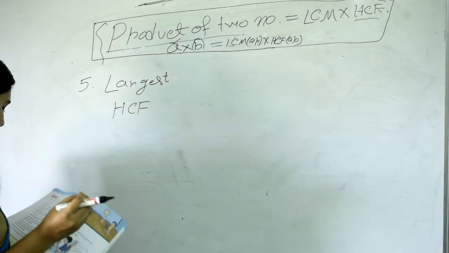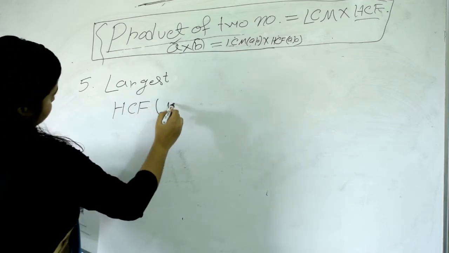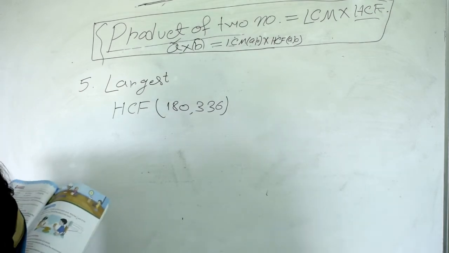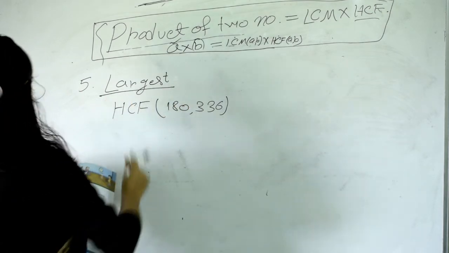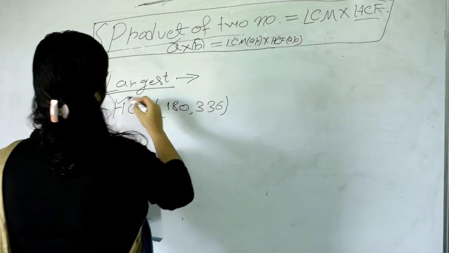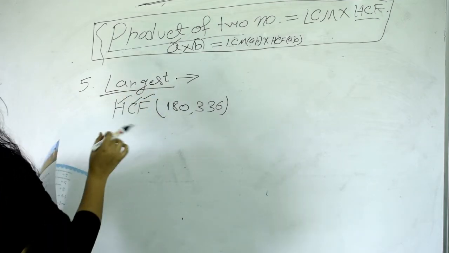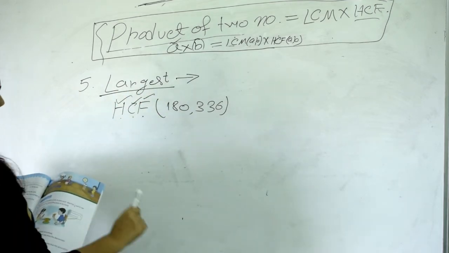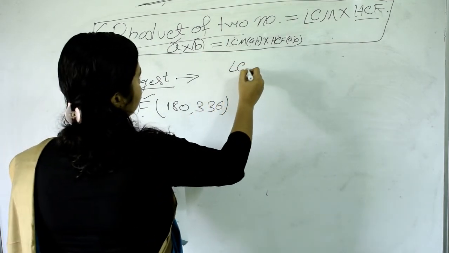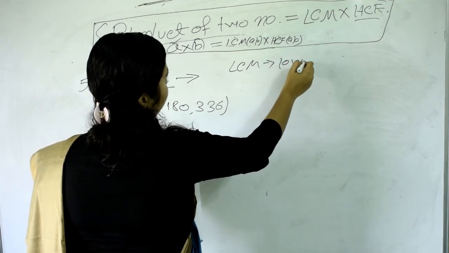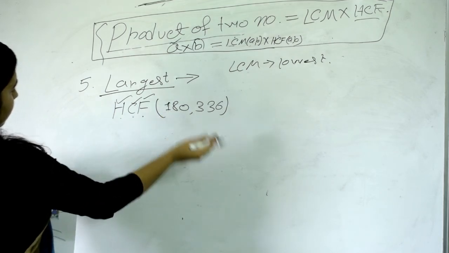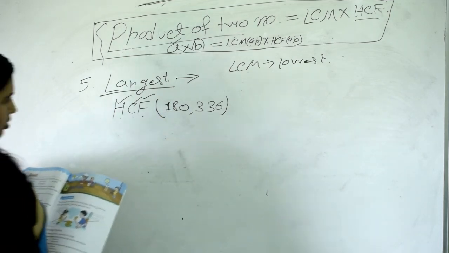HCF of 180 and 336. Why? Because we have to find the largest number. Largest number means highest common factor. Largest factor means highest common factor. That's why we have to find the HCF of 180 and 336, not LCM, because LCM means lowest multiple. Okay, now find the HCF of 180 and 336.